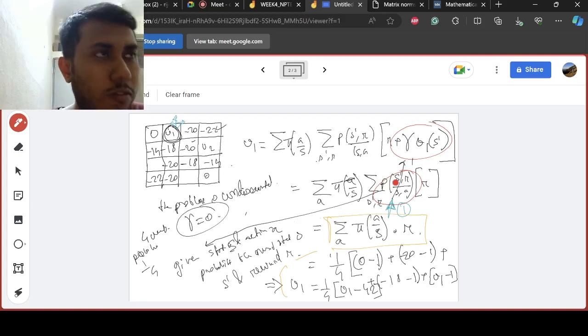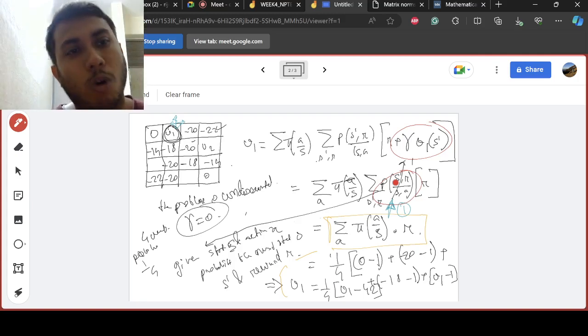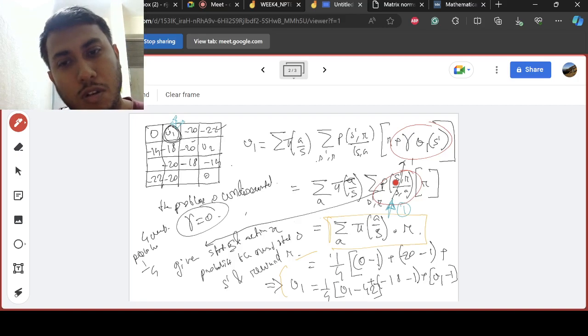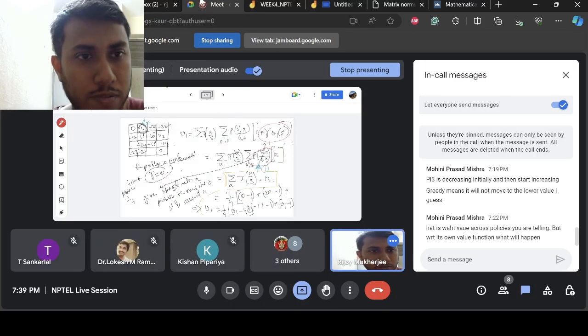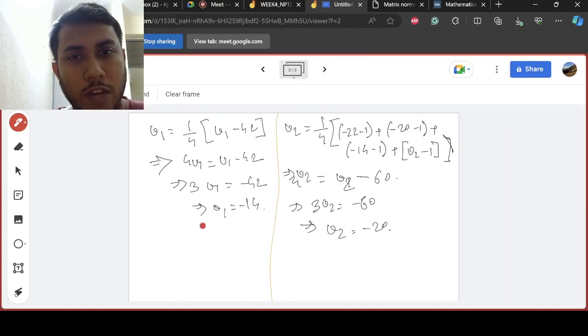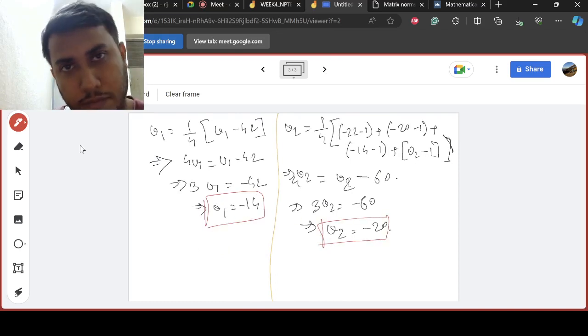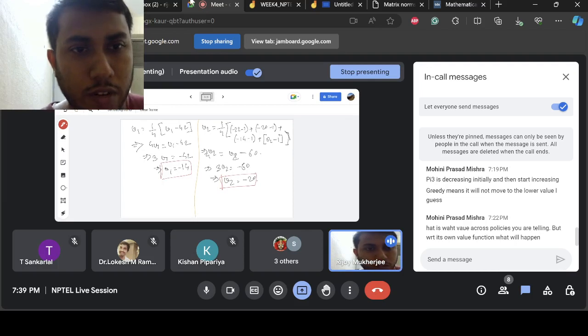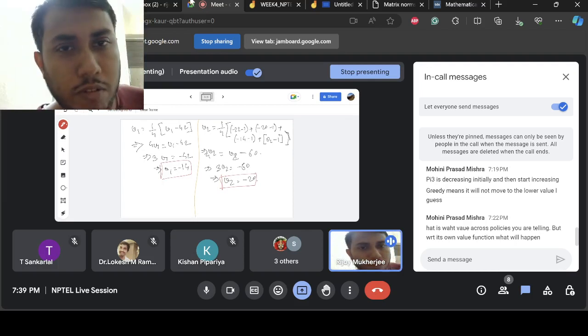So if you are given a coin which always tosses heads, whose both sides are heads, right? In that kind of situation you can think about it. And then you substitute the values and just solve the equation, and these are the two values you are getting: V1 equals minus 14 and V2 equals minus 20. So any doubt regarding this? You can just solve the equations and you find the answer.